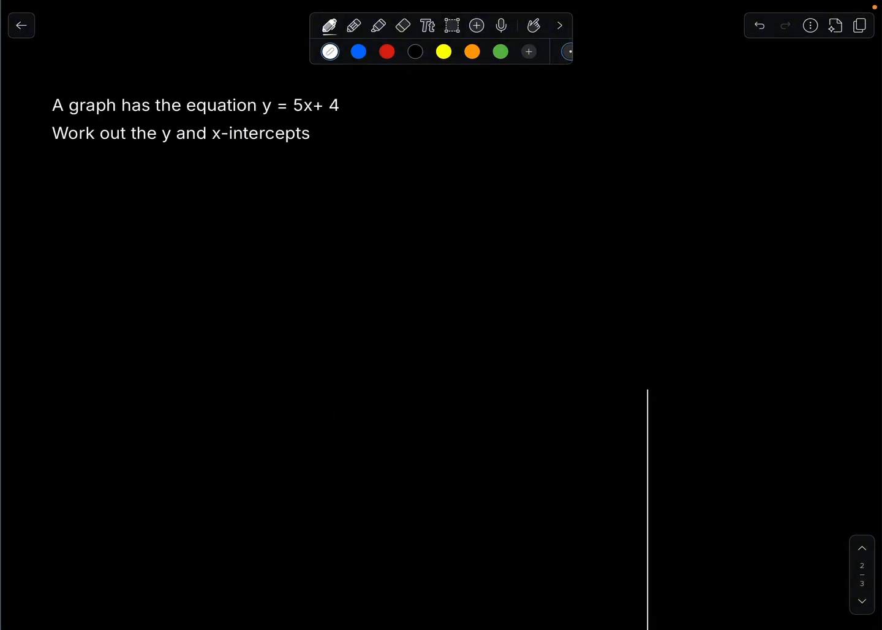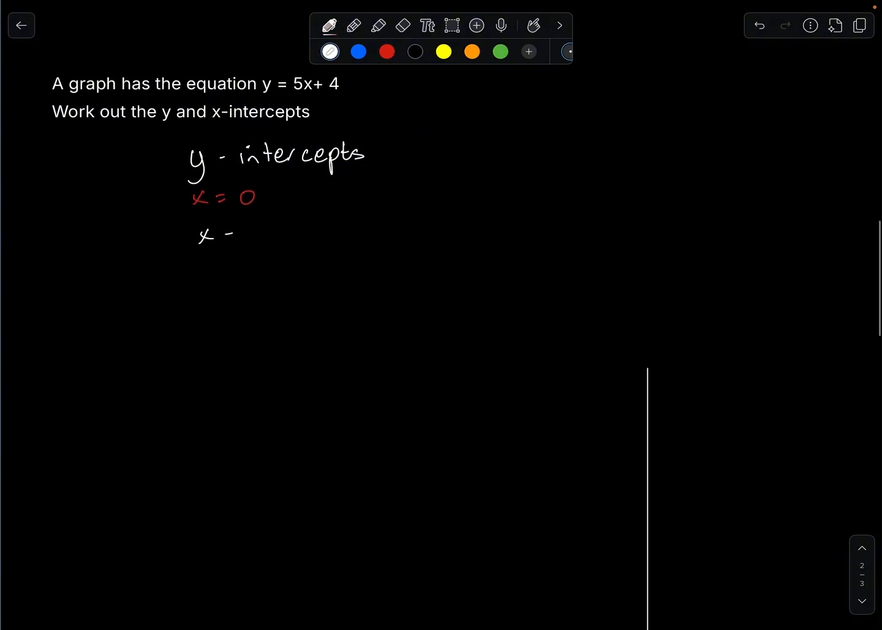Okay, now this is how we use linear equations for graphs. A linear equation solving for x helps us find our x and y intercepts. So for the y-intercept, our x value is equal to 0. And for the x-intercept, that is when our y value needs to equal 0.